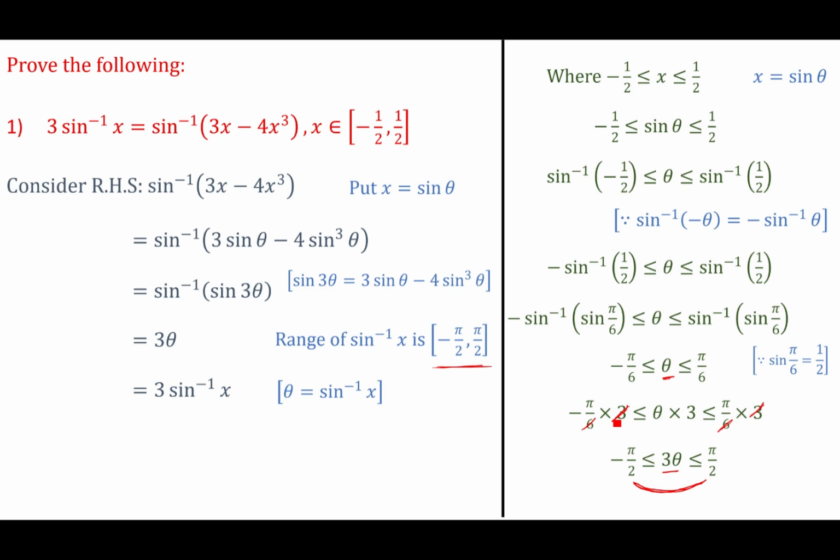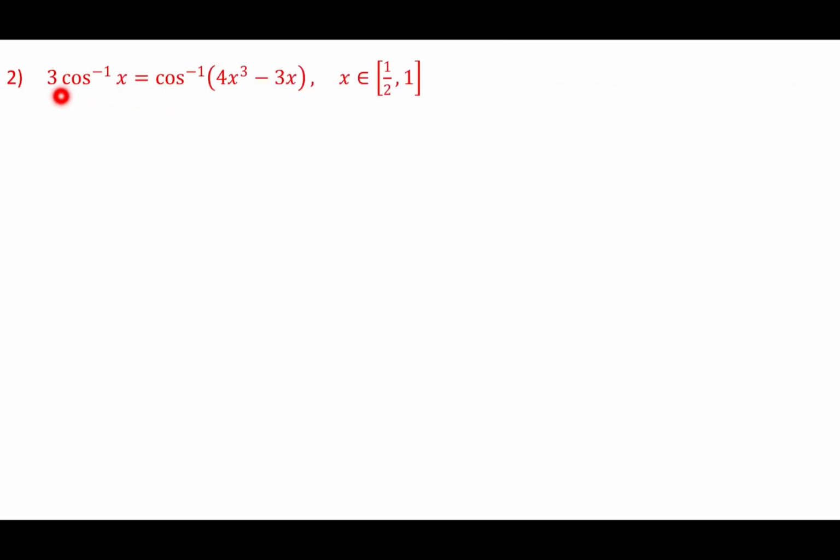That's it. Question 2. 3 cos inverse x is equal to cos inverse of 4x cube minus 3x, where x lies between half and 1. Consider the right hand side part.